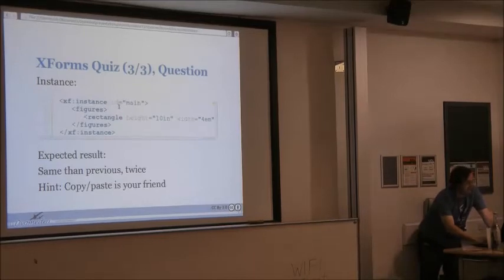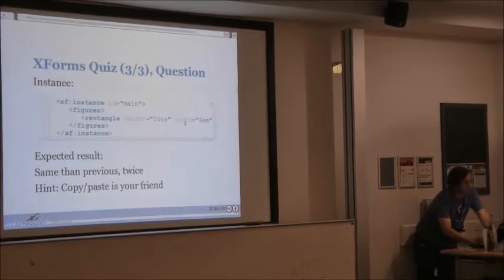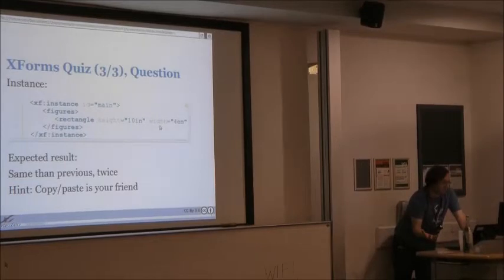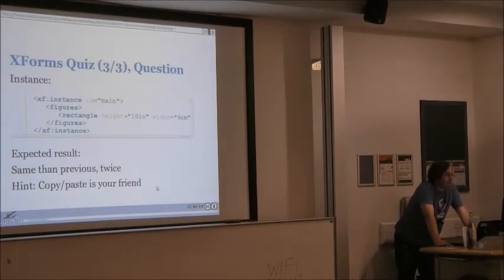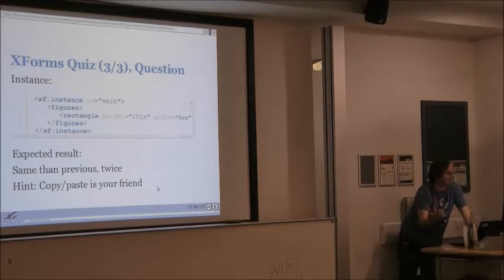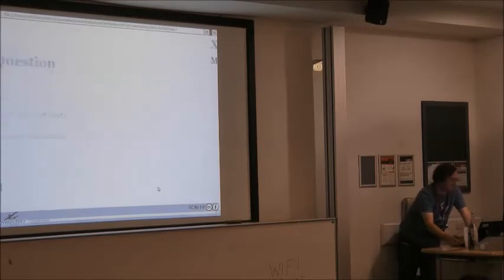Okay, now I don't want to edit the length of a line, but I want to edit the height of a rectangle and its width. So I want to do the same thing, but I want to do it twice. And the bad thing about that is that the only way to do so with standard XForms is to use copy-paste and to do twice the same thing.